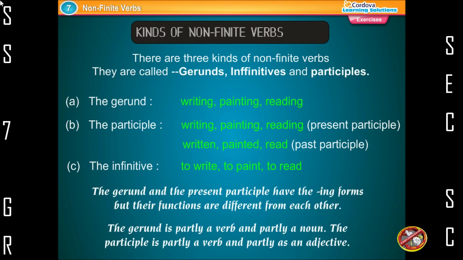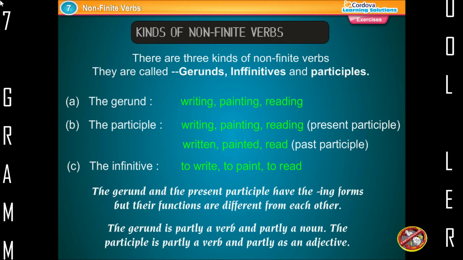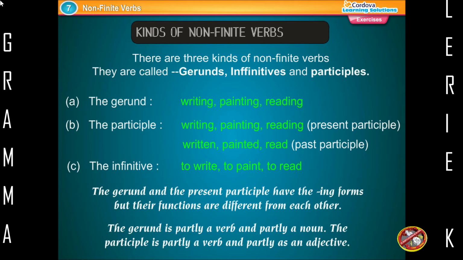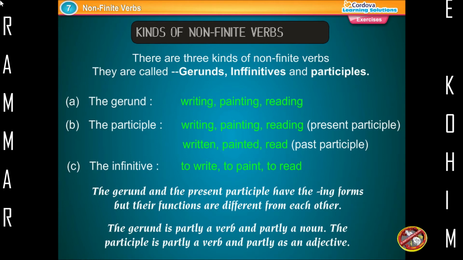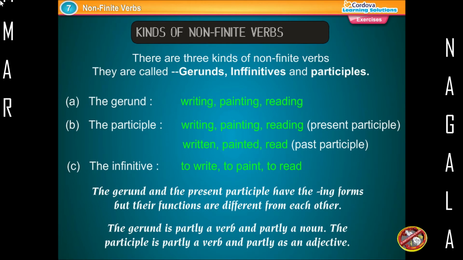The gerund and the present participle have the ing form, but their functions are different from each other. The gerund is partly a verb and partly a noun. The participle is partly a verb and partly an adjective.